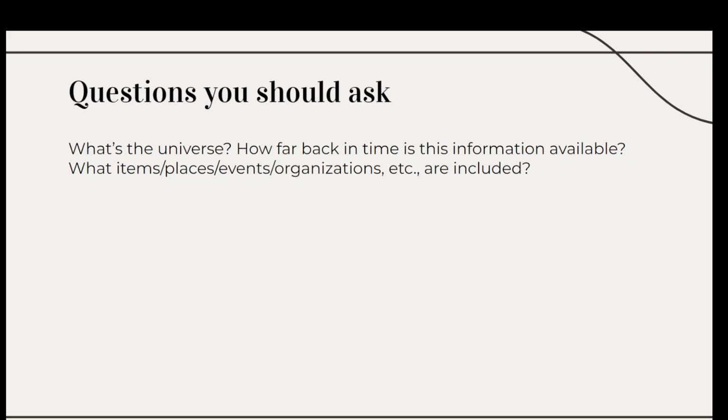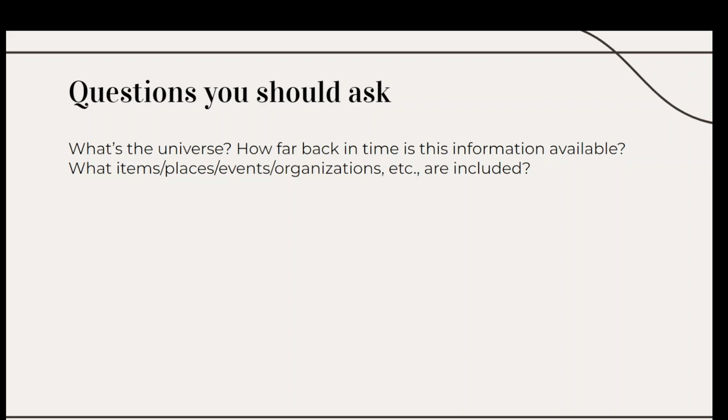So some other questions you should ask. A big one is, what's the universe? How far back in time? So universe can be a bunch of things. It can be time, like how many years or months or weeks of data or information do you want? Do you want paper copies of all the meeting minutes from the last 10 city council meetings, all of them over the course of a year or 2 years or 5 years?